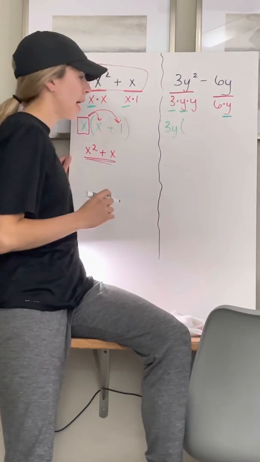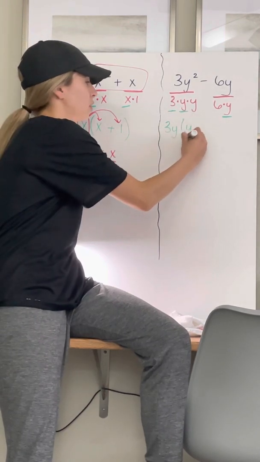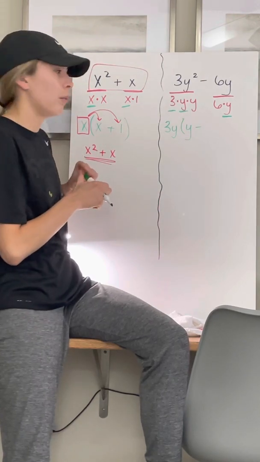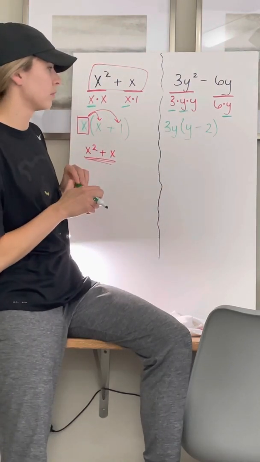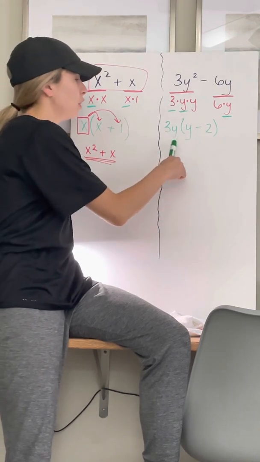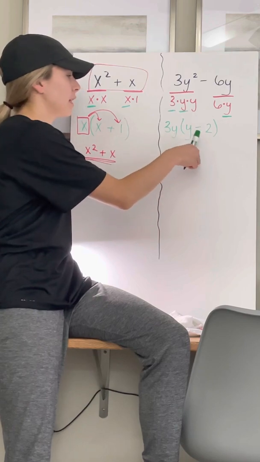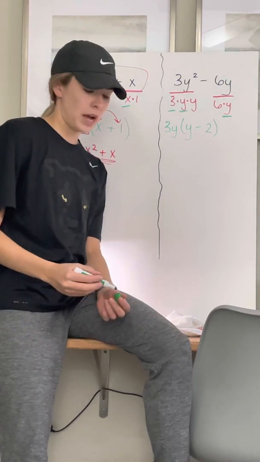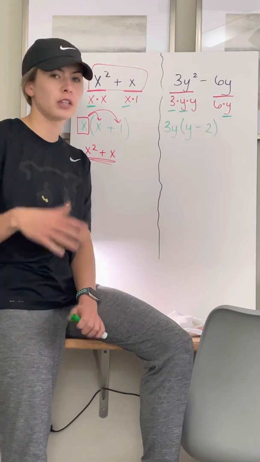So if we take our 3y out, what do we have left in this first term? Just a y minus, and now in our second term, we're left with what? A 2, right? So if you did recheck, you end up with 3y times y, 3y squared minus 6y, because 3y times 2 is 6y. So our greatest common factor was 3y, and this is our final factored expression of what we started with.